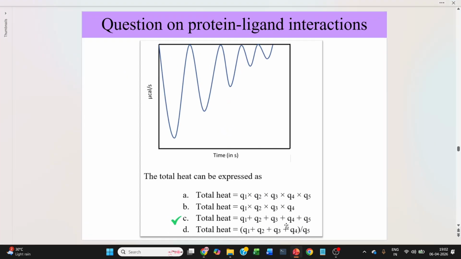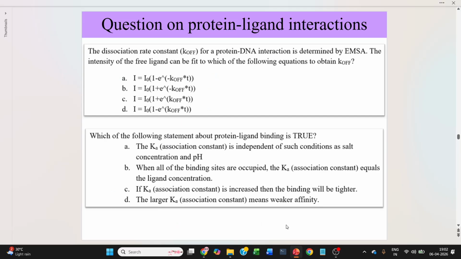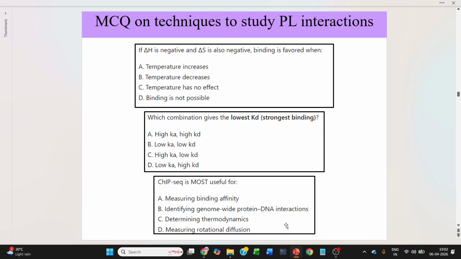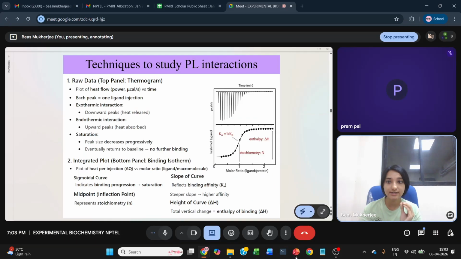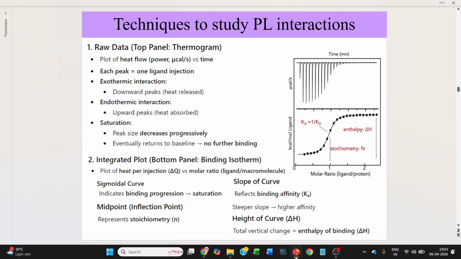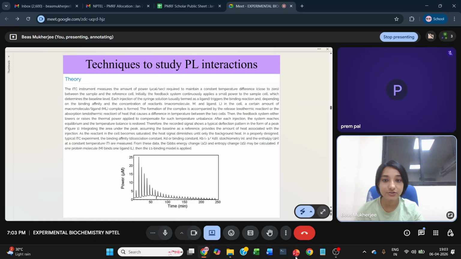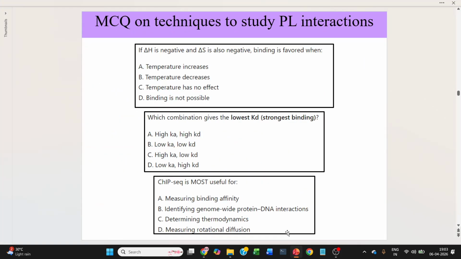So if we go back to this particular slide, we will know. Yeah. So we come to this slide, right? Now if you look at this, you will see that each peak is one ligand injection. So if you integrate all the area under the peaks, then you will get the total heat capacity.